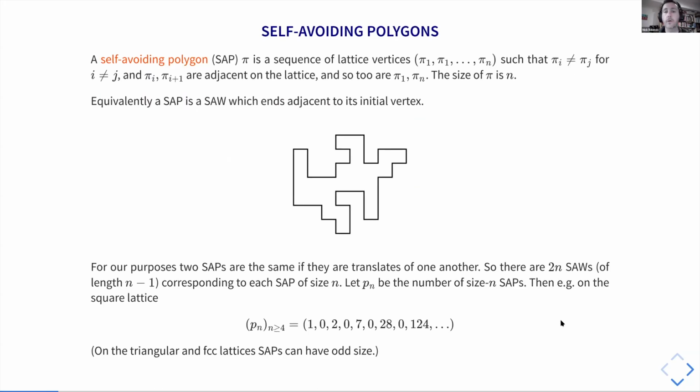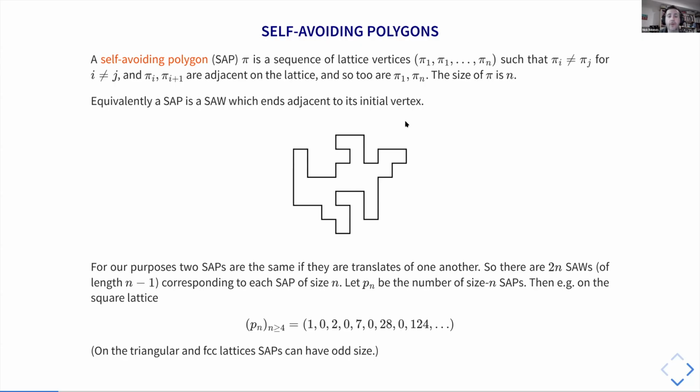So a self-avoiding polygon is a really similar idea. It's just going to be a closed loop on our lattice. The picture basically just says what it is. For example, this is a self-avoiding polygon on the square lattice, and it's just a closed loop. We can think about it as a self-avoiding walk which wanders around and then ends back next to where it started. Then we just add in that last little edge to join the end point to the start point, or you can just think of it as a closed loop.